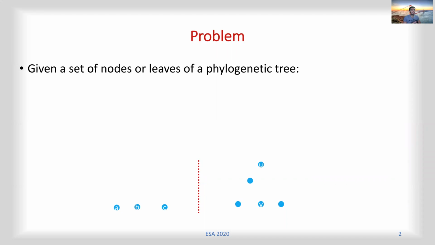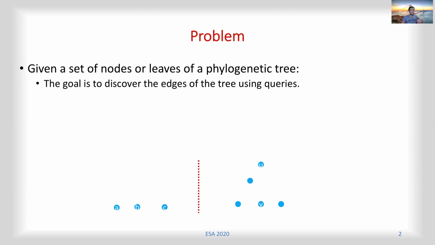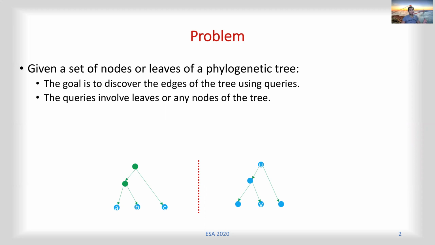So the problem here is that we are given a set of leaves or nodes of the phylogenetic tree, and the goal is to find the set of edges of the tree using queries. And the queries may involve leaves or any nodes of the tree depending on the context of the problem. For example, on the left-hand side, we are querying leaves. On the other hand, on the right-hand side, we may also query internal nodes.